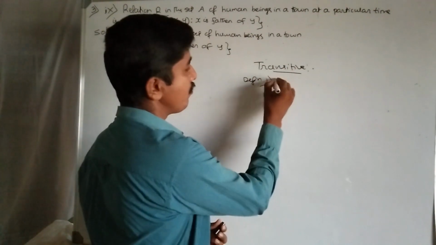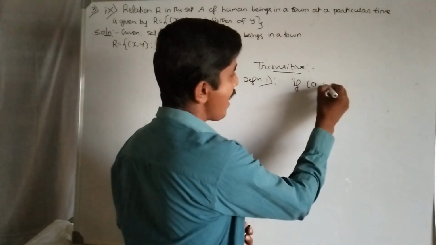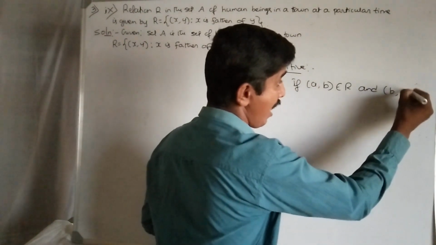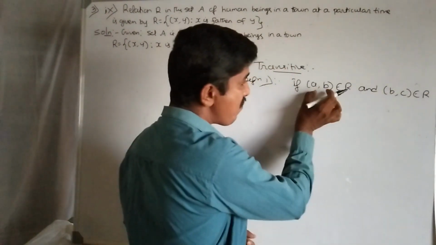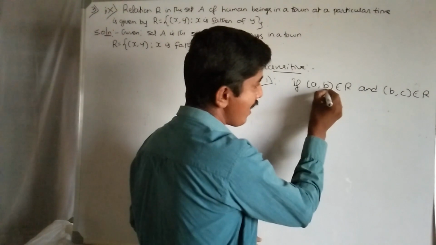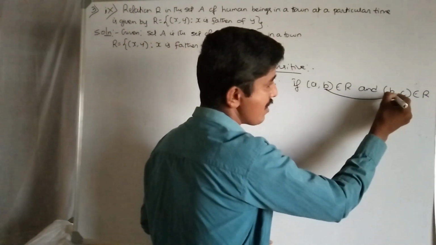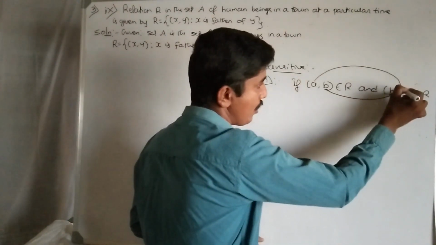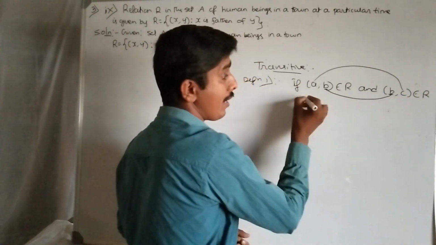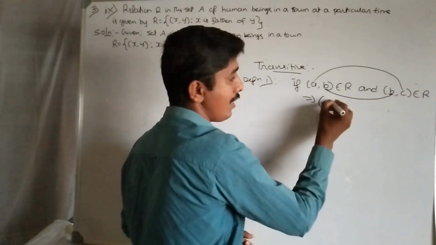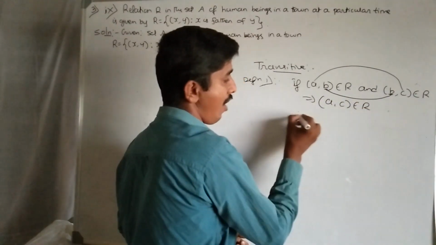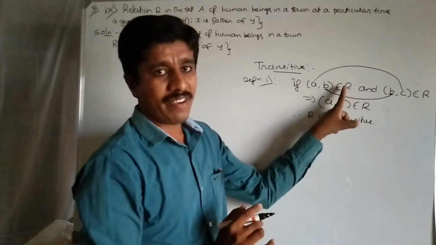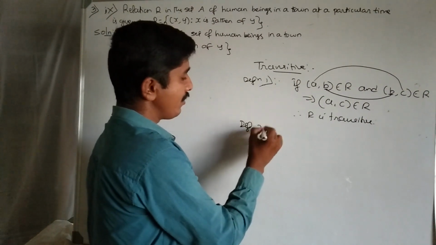First definition: we know that if (A, B) belongs to relation R and (B, C) belongs to relation R, that is, the second element of the first ordered pair is equal to the first element of the second ordered pair, then the first element of the first ordered pair is related to the second element of the second ordered pair. That is, (A, C) belongs to relation, which means R is transitive. I have given this definition.